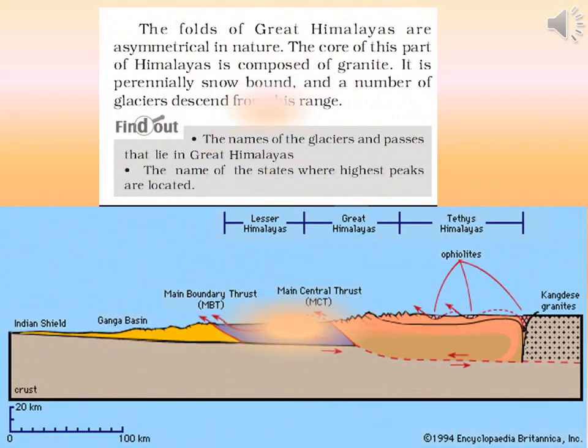The folds of Great Himalayas are asymmetrical in nature. The core of this part of Himalaya is composed of granite. It is perennially snow-bound and a number of glaciers descend from this range.